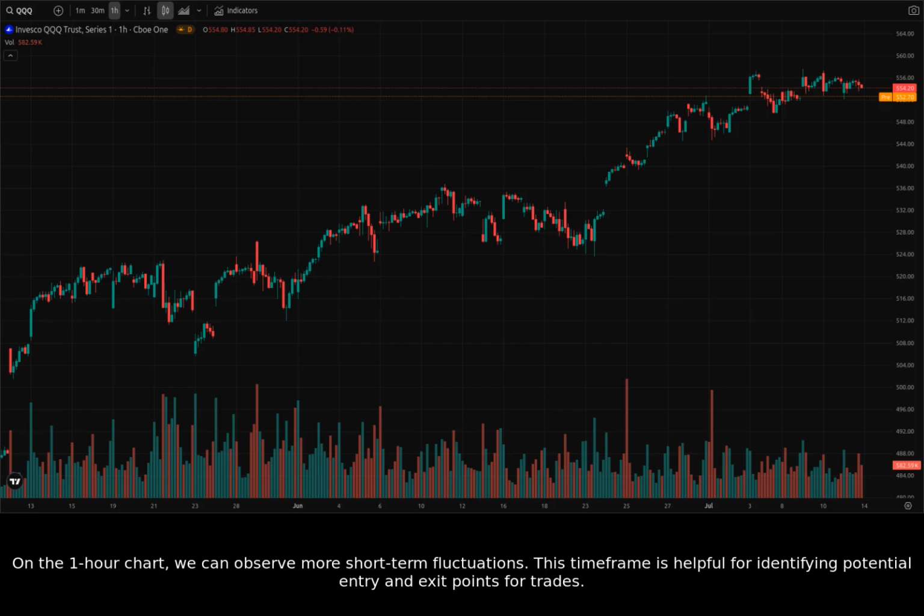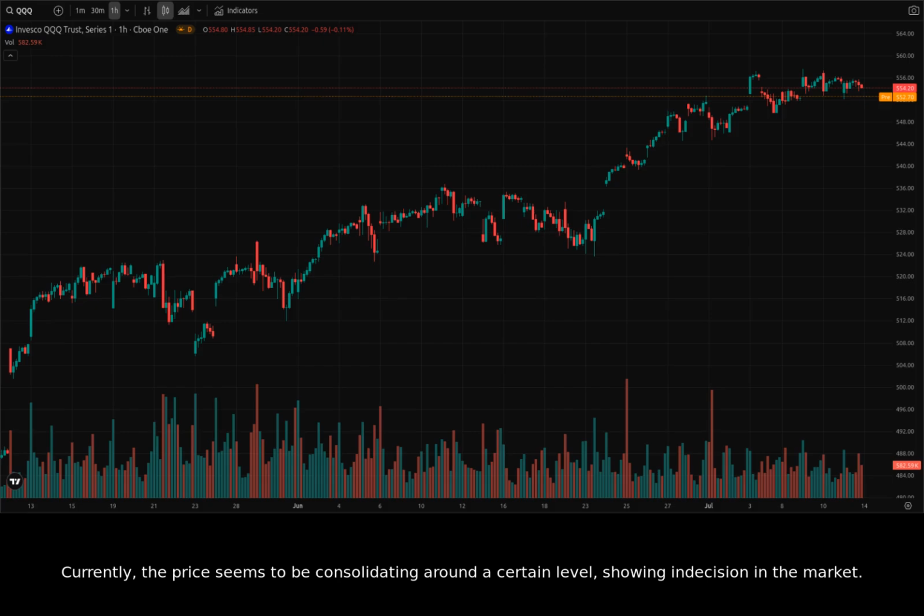On the 1-hour chart, we can observe more short-term fluctuations. This time frame is helpful for identifying potential entry and exit points for trades. Currently, the price seems to be consolidating around a certain level, showing indecision in the market.